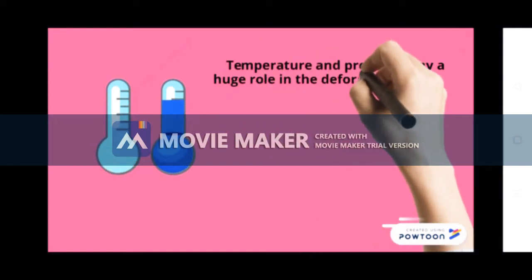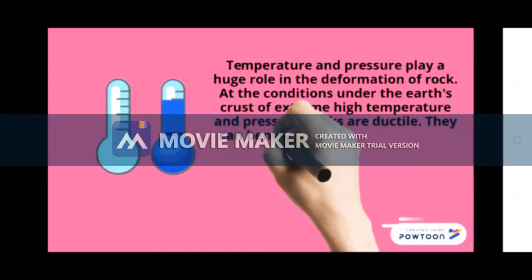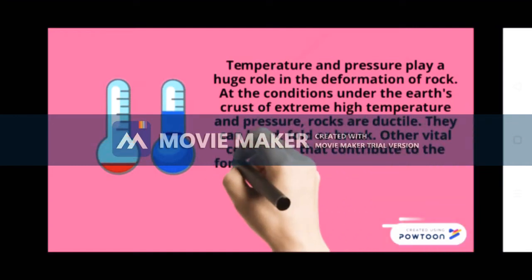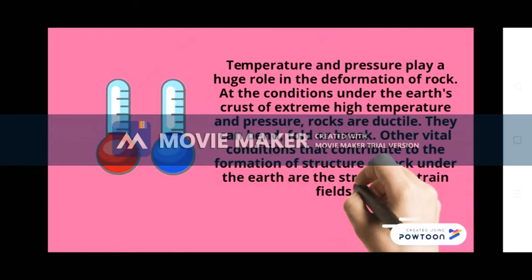Temperature and pressure play a huge role in the deformation of rock. At the conditions under the Earth's crust of extreme high temperature and pressure, rocks are ductile. They can bend, fold or break. Other vital conditions that contribute to the formation of structure of rock under the Earth are the stress and strain fields.